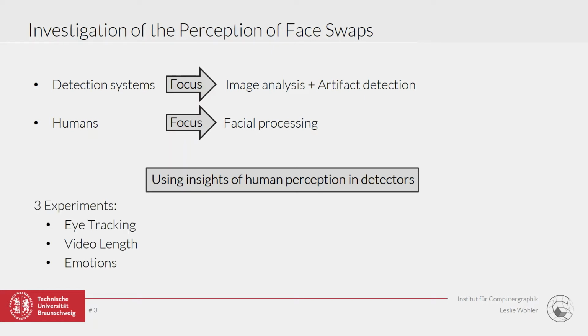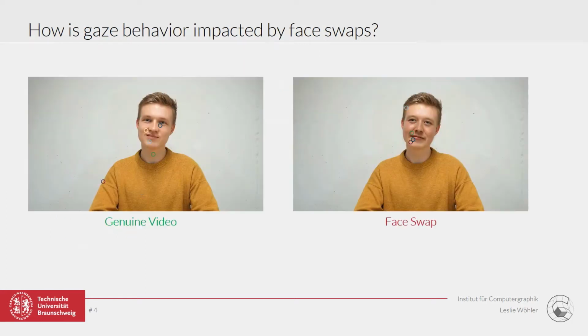We conducted 3 experiments to investigate the perception of face swap videos. These focus on eye tracking, the effect of video length on the detection accuracy, and the conveyed emotions in face swap videos. First, we investigate eye tracking, as it can be used to assess artifacts and could easily be integrated to face swap detection frameworks.